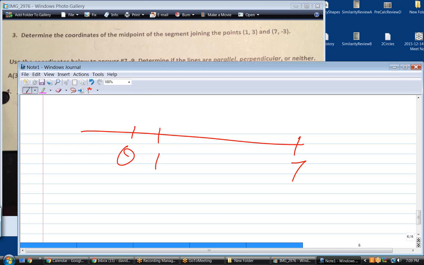Okay. So, to add those two, that would be 8. Divide by 2. 4. There's the midpoint between the x's. And is that the midpoint? In other words, it's 3 units between 1 and 4, and it's 3 units between 4 and 7. So that looks like the midpoint to me. But the way you get it is by adding the two coordinates and dividing by 2. So what's the midpoint of the y coordinates? The y coordinates are 3 and negative 3.